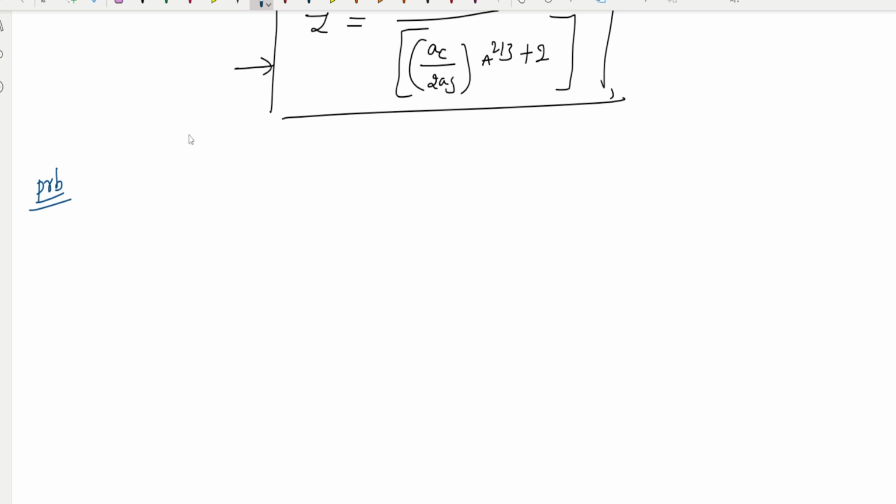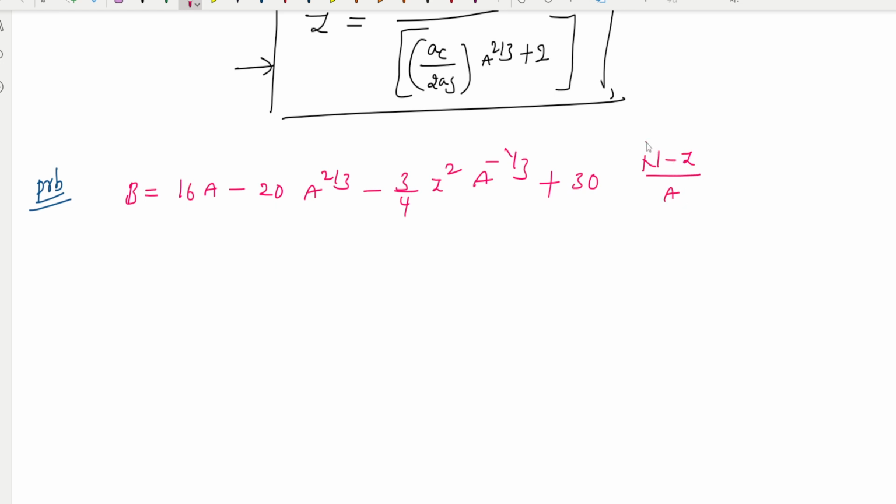The problem we can write here: the binding energy be 16A minus 20 A power 2 by 3 minus 3 divided by 4 Z square A power 1 by 3 plus 30 (A minus 2Z) divided by A whole square. This is a previous year question, CSIR NET problem. They are giving this binding energy of a nucleus. Then they are asking to find the value of Z for a stable isobar.